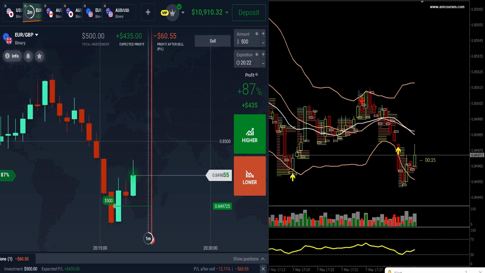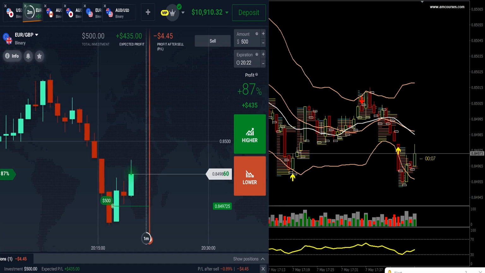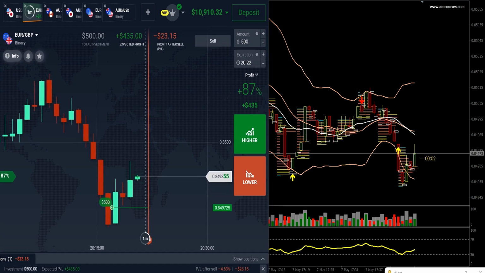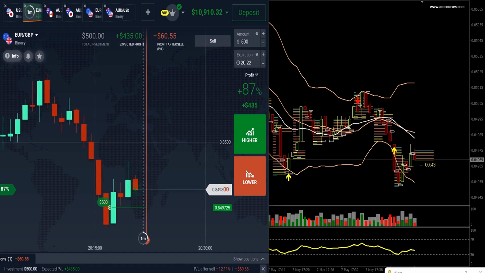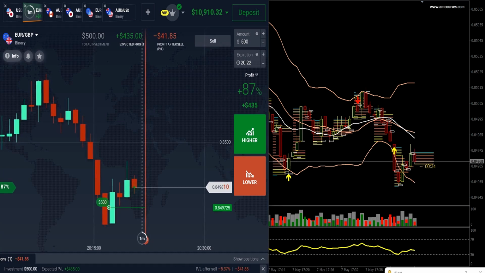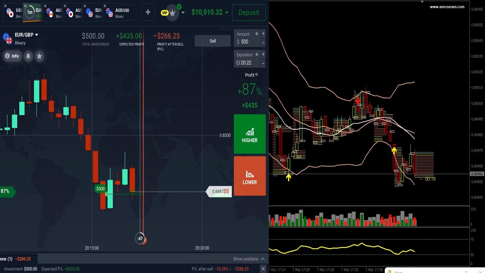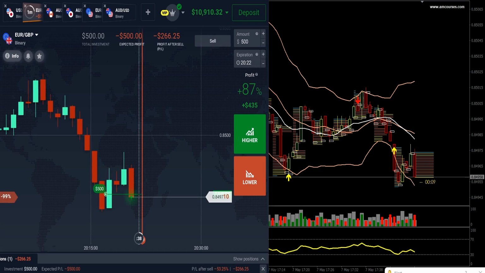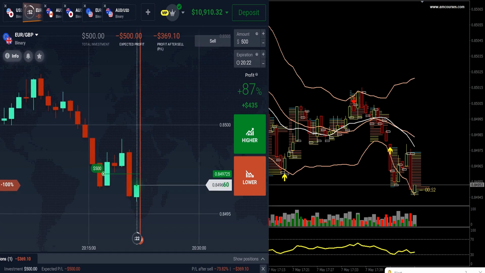Now here's how the indicator works. When the price touches the lower band, support area, and a buy arrow appears, take a buy trade with 5-minute expiry. When the price touches the upper band, resistance area, and a sell arrow appears, take a sell trade with 5-minute expiry. Best time to trade during European and US sessions. Avoid major news times for safer results.